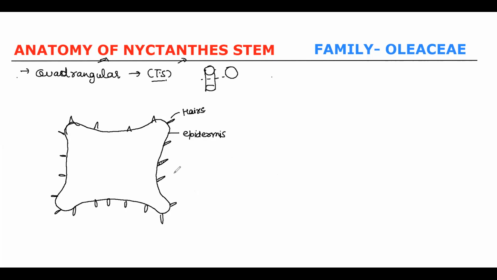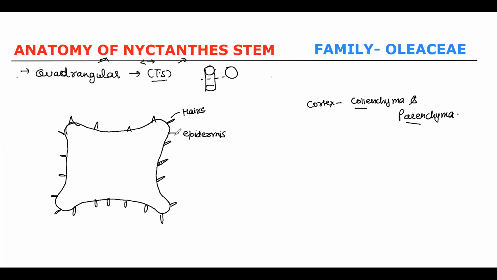Beneath the epidermis, epidermis से नीचे होता है cortex. So the cortex may have parenchyma, collenchyma, and sclerenchyma. In the case of the Nyctanthes plant, the cortex particularly consists of collenchyma and parenchyma. Collenchyma, parenchyma, and sclerenchyma are the three types of simple permanent tissue, which form all kinds of tissues. So in the cortex of the Nyctanthes stem, there are particularly two types of permanent tissue: one is collenchyma, another is parenchyma.